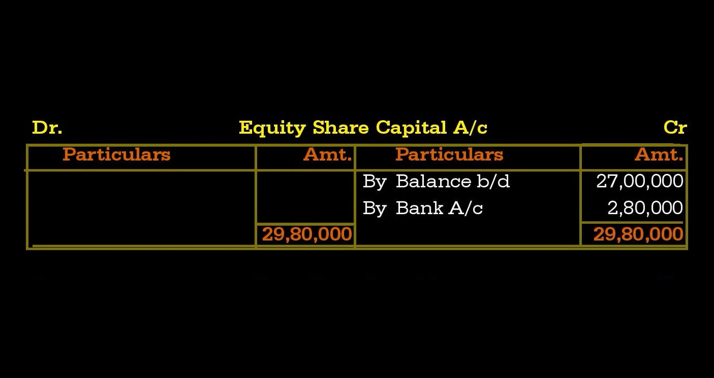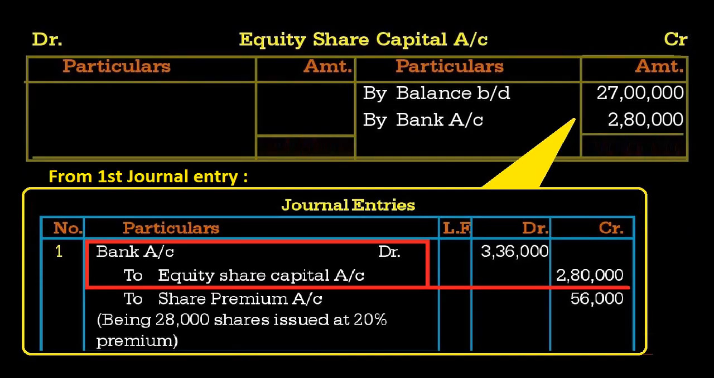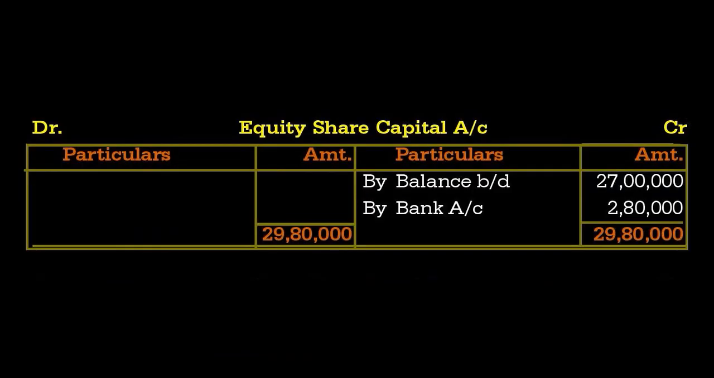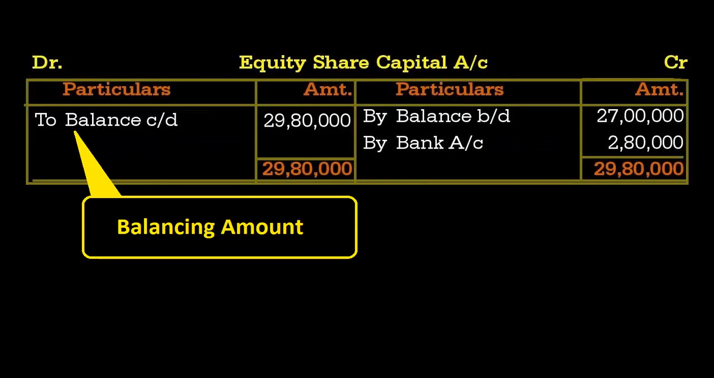After that again there is a fresh issue of shares. The first entry to equity share capital is a transfer entry by bank account 2,80,000. Total 29,80,000. So in the new balance sheet our equity share capital balance will be 29,80,000.